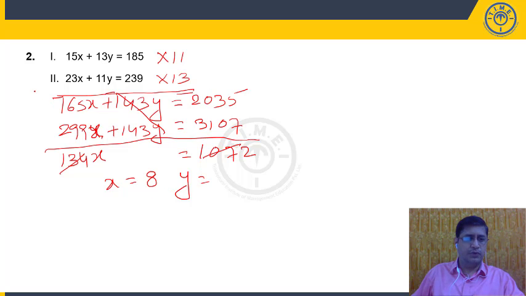Now when you substitute in the first equation, what is the result? 8 into 15, I am substituting here. 8 into 15 is equal to 120. Subtract from 185. It is 65. 65 by 13 is equal to 5. So what is the right choice here?